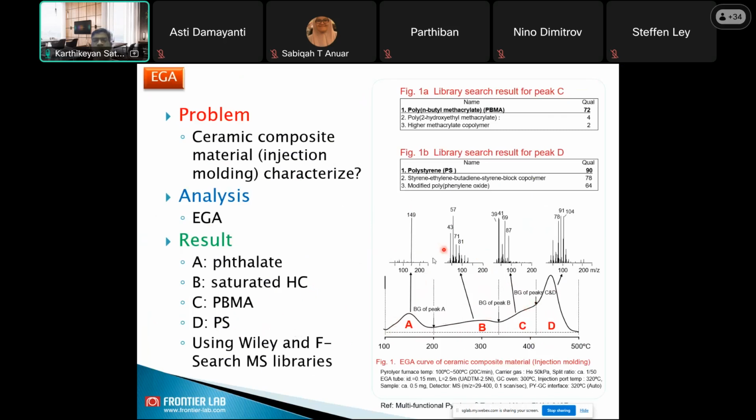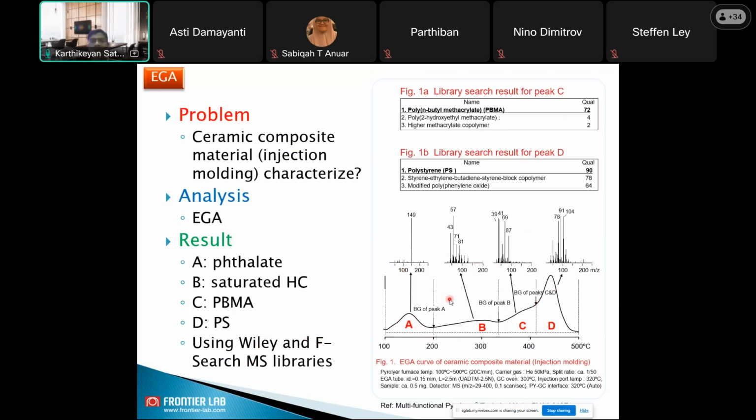Okay, so this information you can get from F-Search as well as the GCMS database from Wiley or NIST. So EGA can give the chemical information to some extent, but not completely.